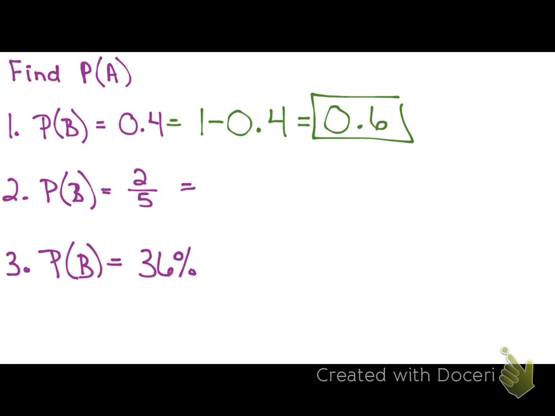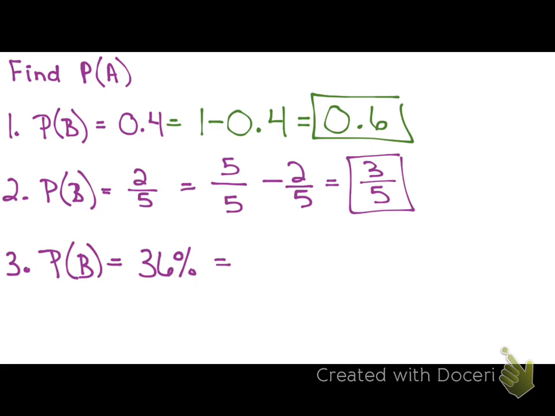Now with fractions, 2/5 is what I have to subtract from. So what fraction would I want to create here that would be equivalent to 1? 5 over 5. Why use 5 over 5? Because of your denominators. Why would you do 6 over 6 and have to find an LCD? Right? So that's why I said use your denominators to create that fraction. Now what's 5 minus 2? 3/5. All right, now what about the percentage? Subtract from 100. All right, any questions on how we find the complementary events?